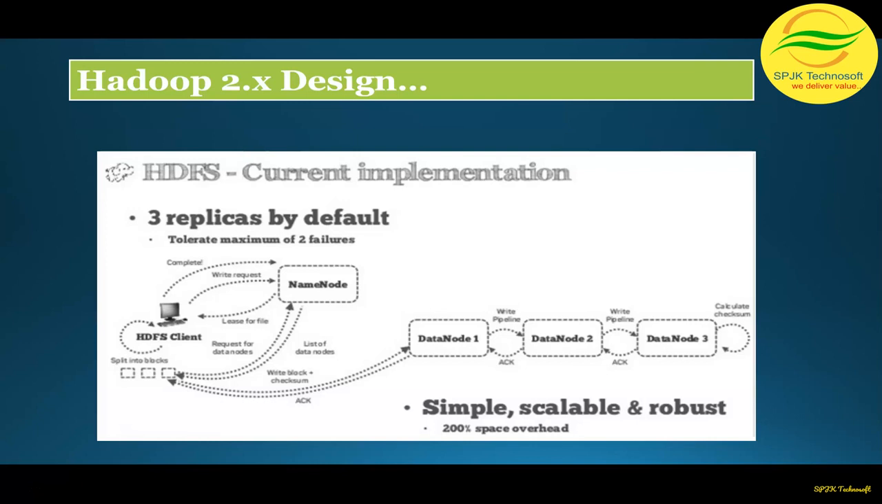So that was the trend in 2.x, where it was very simple, scalable and robust, but the space occupation, if you see the space overhead here, it was 200% because of the replication. Okay, and it can tolerate a maximum of 2 failures because there are only 3 replicas. So if 2 failures are there and a third one happens, we'll lose all the data. So this was the architecture which was used for the 2.x.